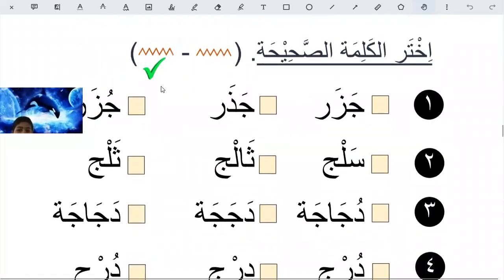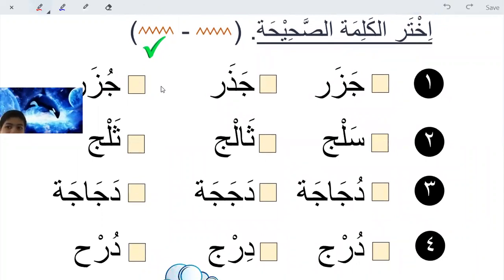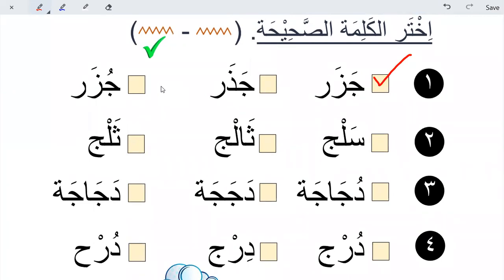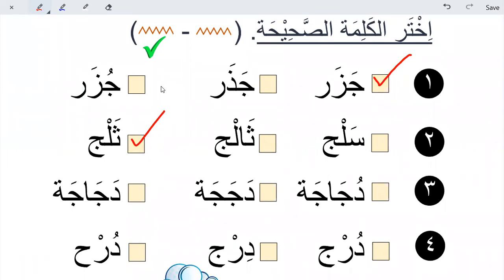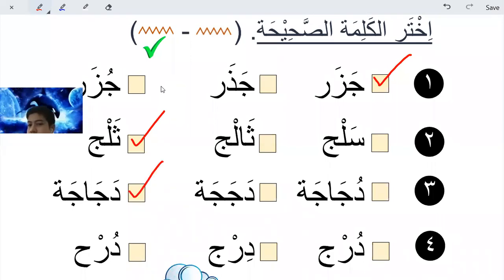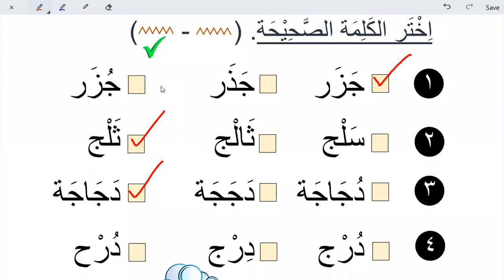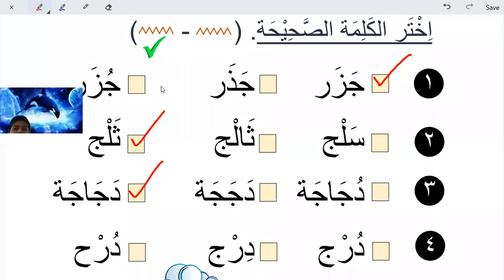Leg. Good. Ikhtar il kalimat sahiha. Choose the correct word. The first one. Good. Meaning? Carrots. Good. Which is the third one? Good. Ice. Meaning? It's ice. Good. The jaja, right, is the third one again, the chicken. Good. And then the answer is the first one, Durj. Good. Meaning? Lockers. Good.